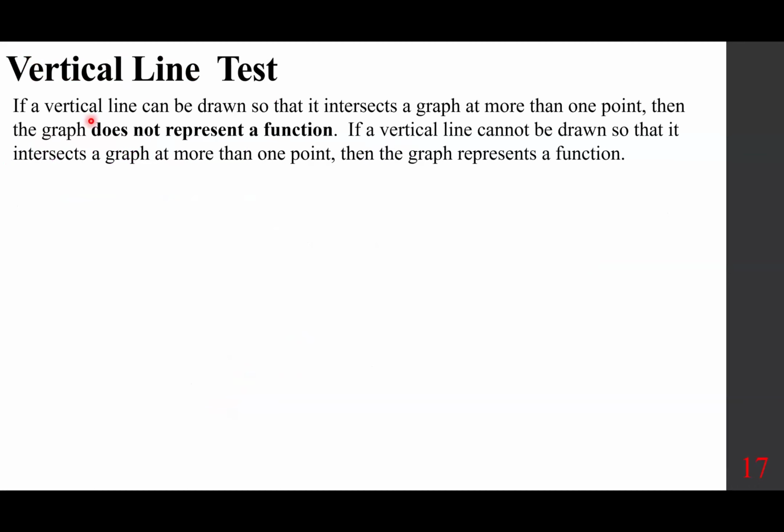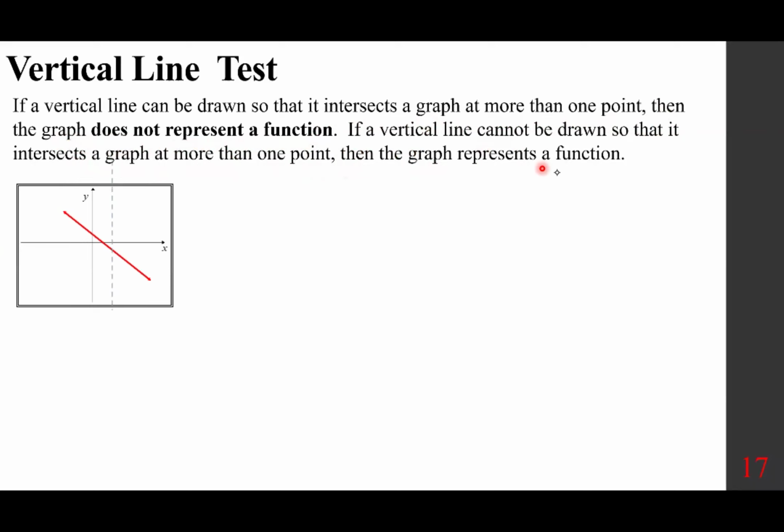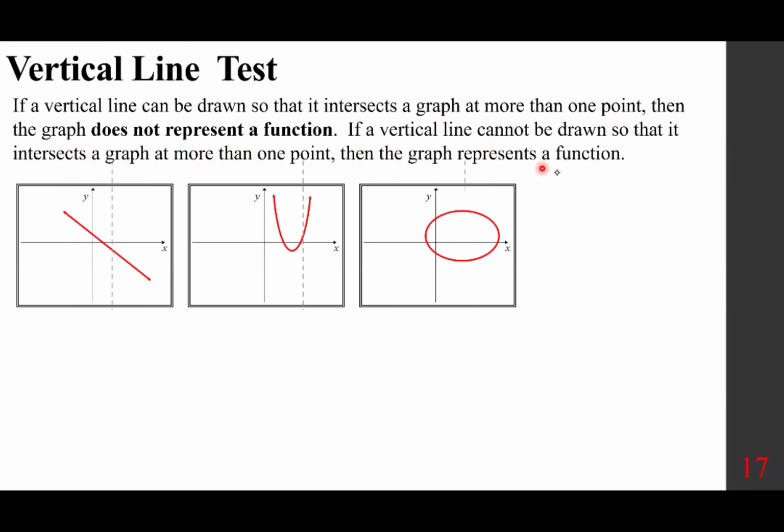Vertical line test. If a vertical line can be drawn so that it intersects a graph at more than one point, then the graph doesn't represent a function. If a vertical line cannot be drawn so that it intersects a graph at more than one point, then the graph represents a function. We've discussed this before. So here's an example. Here's another example. Both of them are functions. Here's another example, which is not a function. So take a look. This is a function. This is a function, but this is not.